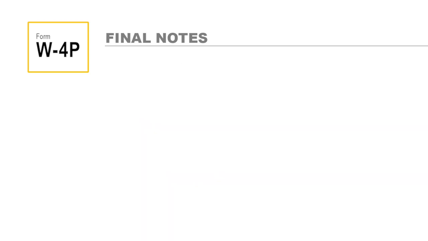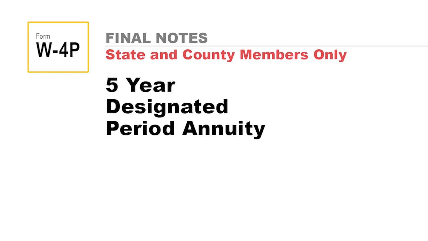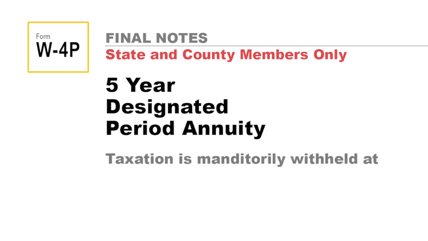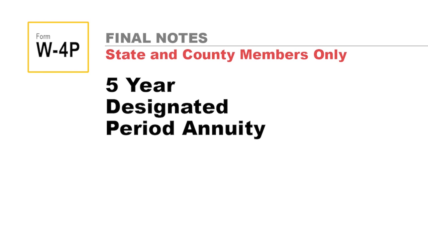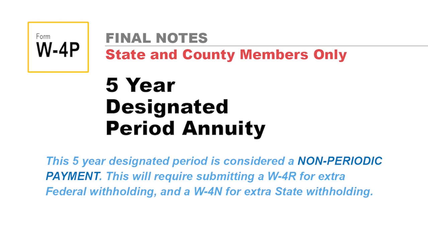For state and county members only, if you choose the 5-year designated period annuity, taxation is mandatorily withheld at 20% federal and 5% state. This annuity may also be subject to early withdrawal penalties. This 5-year designated period is considered a non-periodic payment. This will require submitting a W-4R for extra federal withholding and a W-4N for extra state withholding. We will be discussing non-periodic payments in more detail in the next section.